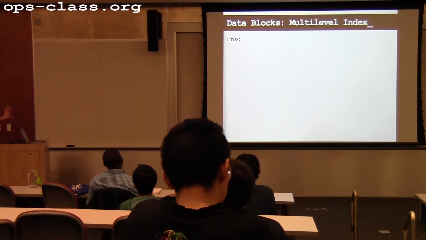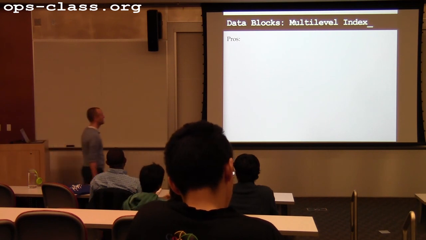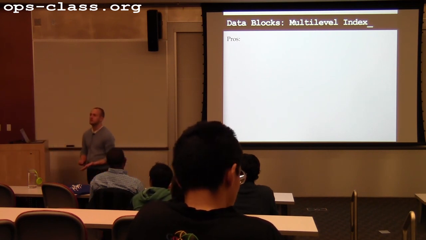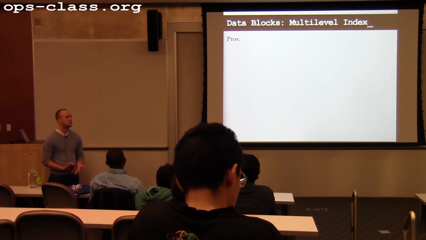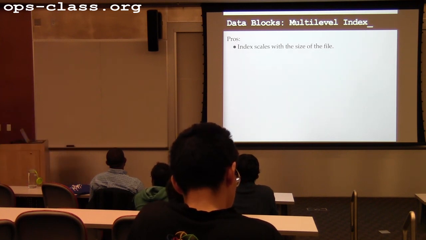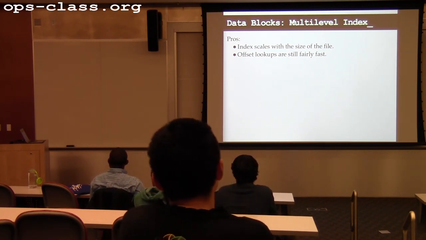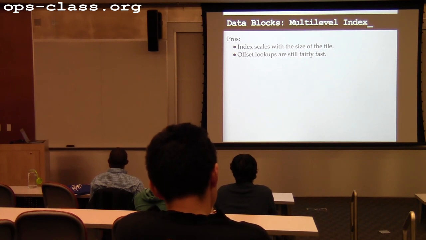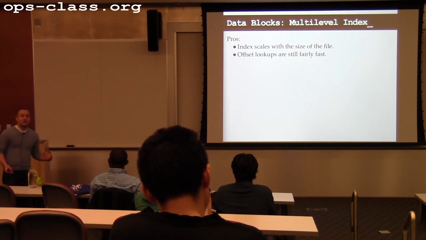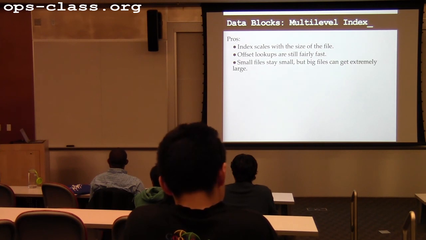So there is some limit, right? But hopefully we've pushed that limit out far enough where it won't bother us for another 5-10 years. Other pros of this approach. What about lookup times? They're pretty fast. The index scales with the size of the file, which is what we want, and offset lookups are pretty fast. You could probably quantify this as log n or something, but they grow slowly. They don't grow linearly like they did with my linked list, but they're not constant time like they were with the array. So this is another kind of artful compromise.